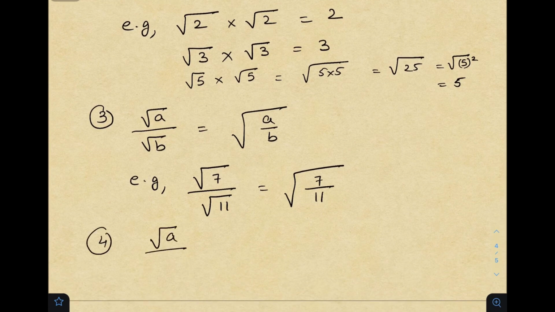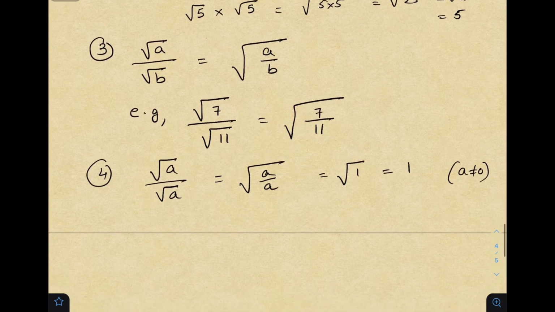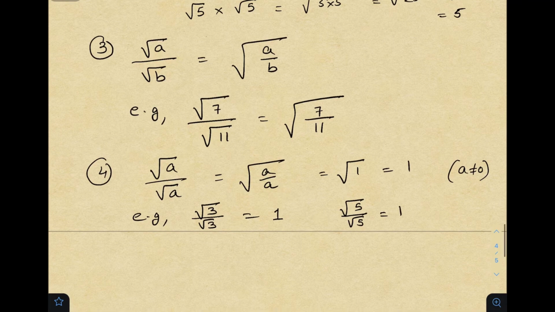Fourth rule is square root of a divided by square root of a. So like the previous rule, we can write it as root a by a, which is equal to 1. So the value is 1. But here the condition is a should not be equal to 0 because division by 0 is not defined. For example, root 3 divided by root 3 gives us 1. In the same way, root 5 divided by root 5 gives us 1.